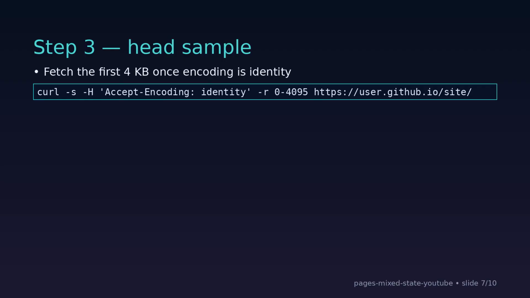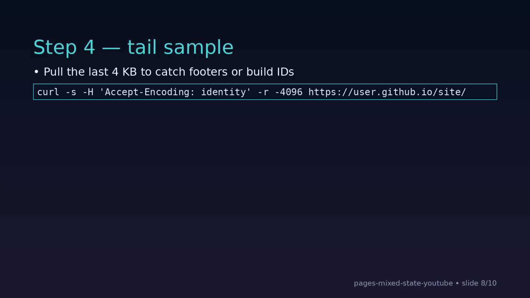Step 4. Tail sample to see the end of the file. curl -H 'Accept-Encoding: identity' -r -4096 https://user.github.io/site. If you are sampling a huge HTML, this is where build IDs, closing tags, or integrity metadata usually live.